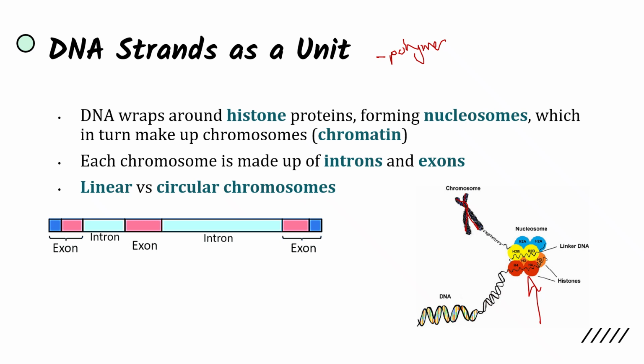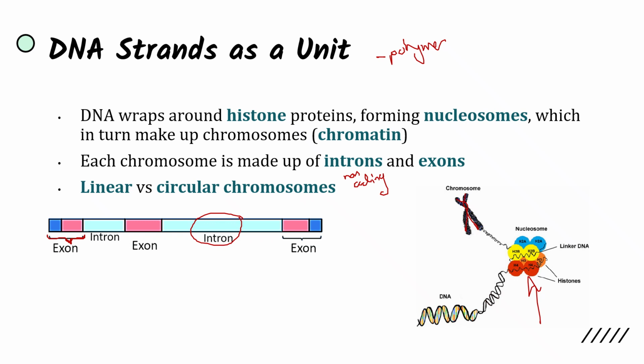And each chromosome is made up of introns and exons. Those are going to be coding and non-coding regions. So introns are going to be the non-coding regions. And that means that this part of the chromosome is actually going to code for a certain protein to be produced. It's going to have a purpose, while this portion of the chromosome isn't actually going to be coding for the production of anything.